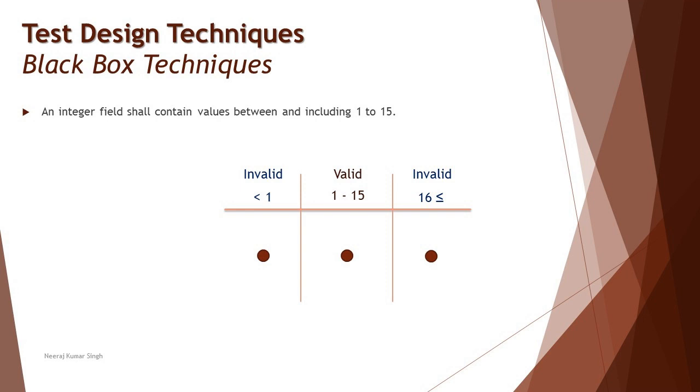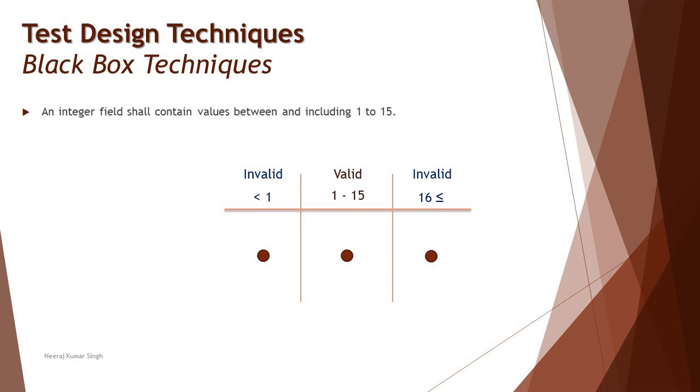So the point here is we'll just create 3 partitions: one for less than 1, which includes 0, minus 1, minus 2, minus 3, etc.; one for 1 to 15, which is my valid range, which my field accepts; and on the right hand side, one range for anything beyond 15, that is 16 or greater.